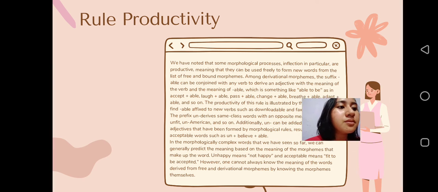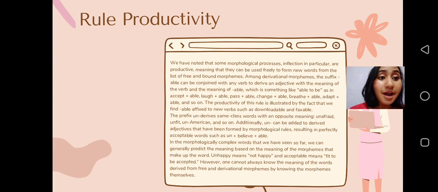Next, we have noted that some morphological rules in particular are productive, meaning that they can be used to form new words, from the list of free and bound morphemes.